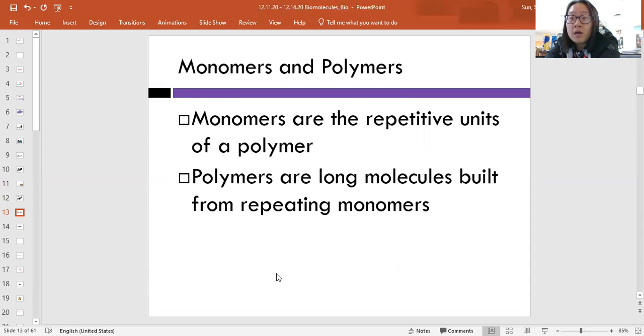So when you take one monomer and copy and paste it many, many times and you link them together, you get a polymer. And from the opposite side, it's the same definition, but polymers are long molecules built from repeating monomers. So for example, if you have a chain, each little link is a monomer, and when you put a bunch of the links together, that chain is the polymer.